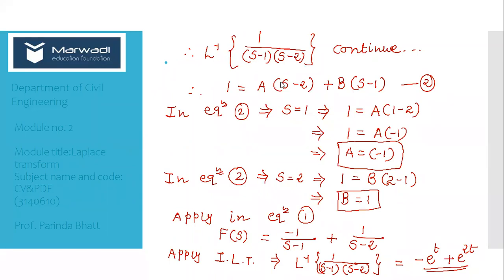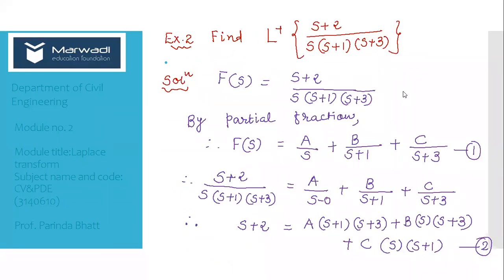As we discussed in the previous session, when we find the value of A, then the B part is converting into 0, and when we find the value of B, then A is converting into 0. Using this concept, we find these unknown values, apply them in equation number 1, and then apply the inverse Laplace transform.